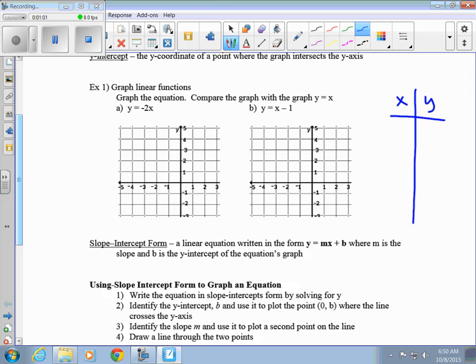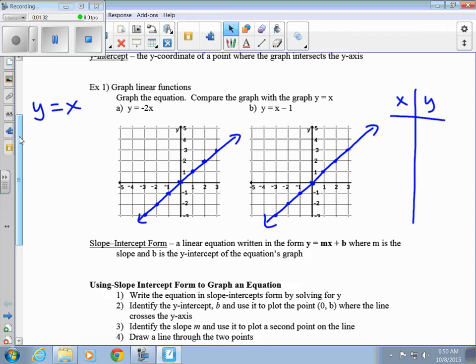Now when we talk about the parent function for a linear equation, it's y equals x. Slope is 1, y-intercept is 0. So if we would graph that, it would look like this. This is the parent function of all linear equations. And so I'm going to put that on both of these graphs because the directions tell us that we're going to compare the equations that we draw with that.